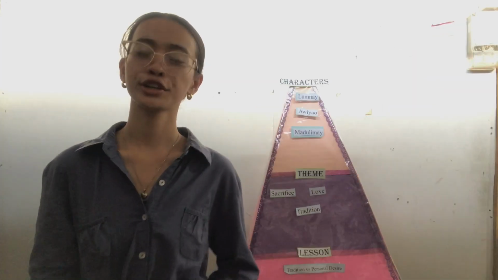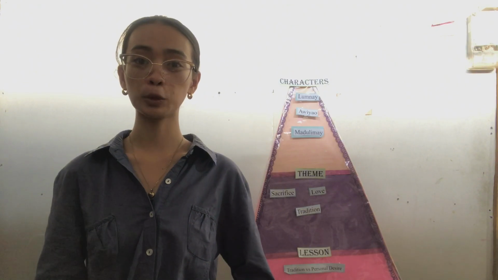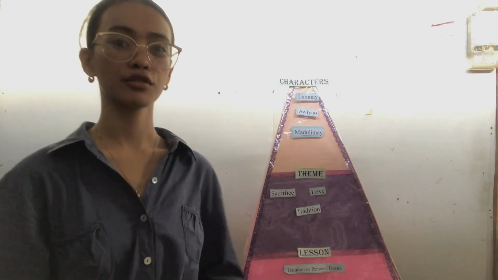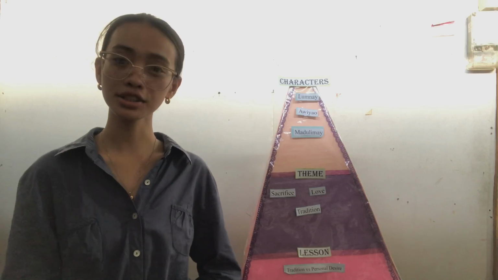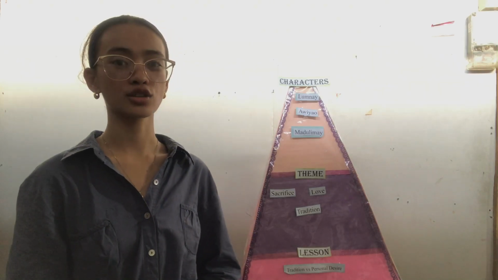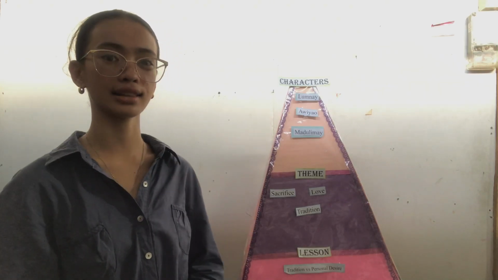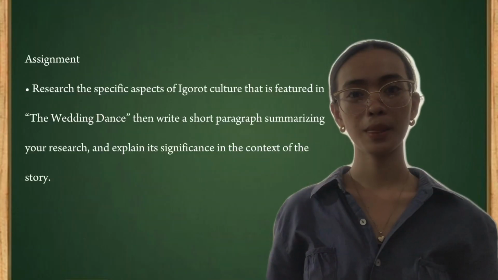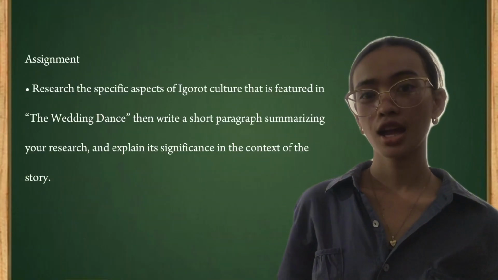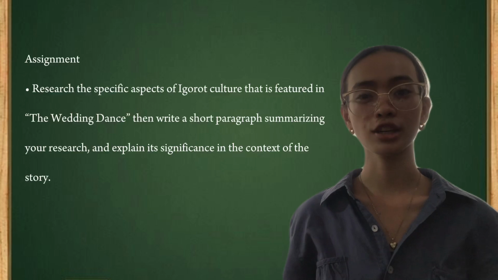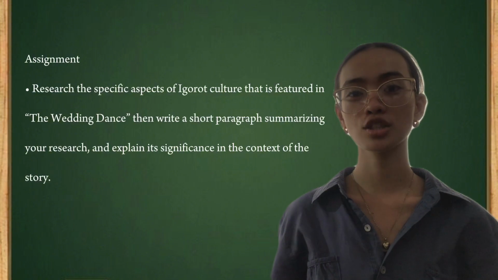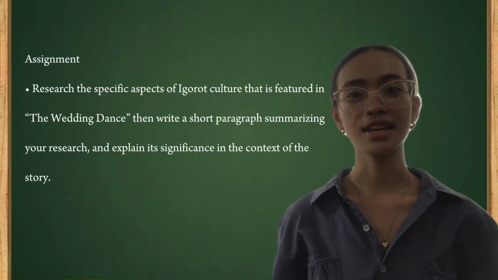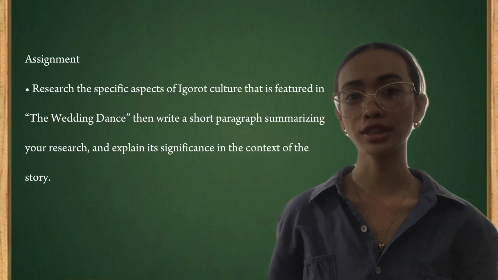For your other activity, each of you will complete a pyramid for The Wedding Dance, focusing on its cultural elements. And after that, you will write a concise summary highlighting the cultural elements. For your assignment, research the specific aspects of Igorot cultures featured in The Wedding Dance. Then write a short paragraph summarizing your research and explain its significance in the context of the story.